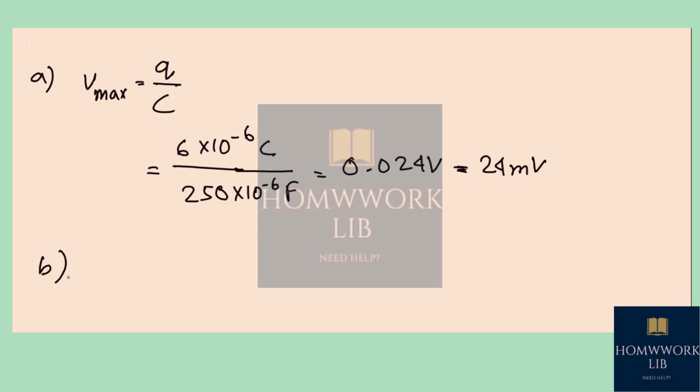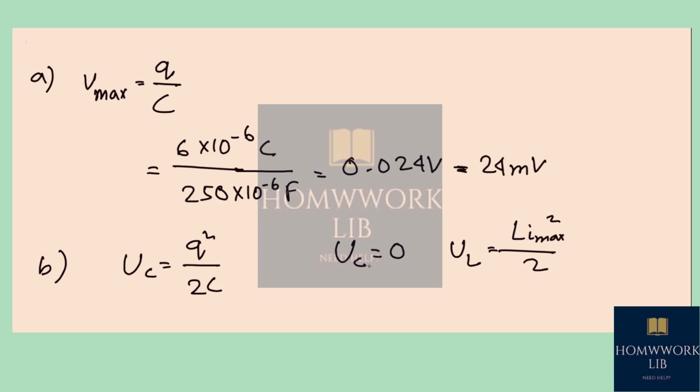For part B, you know that initially the current flowing through the circuit is 0, so the total energy in the circuit is basically the energy stored in the capacitor, which is Q squared by 2C. Now when the maximum current flows through the circuit, we must have UC equal to 0 and UL equal to L I max squared by 2, because when the current flows through the circuit, there is no energy stored in the capacitor.